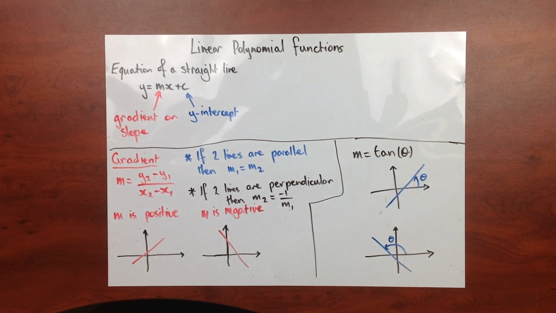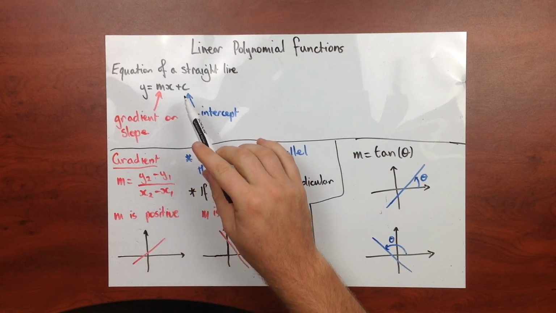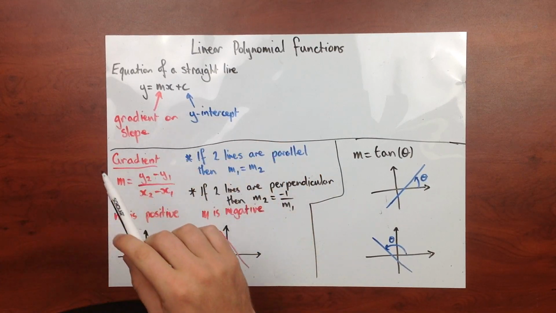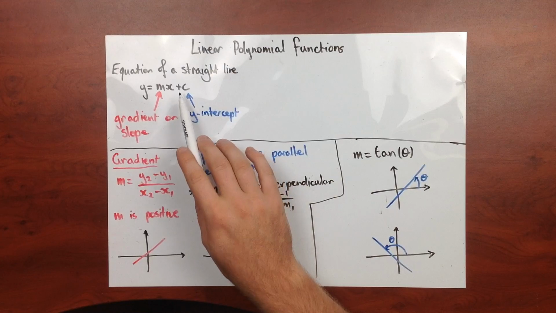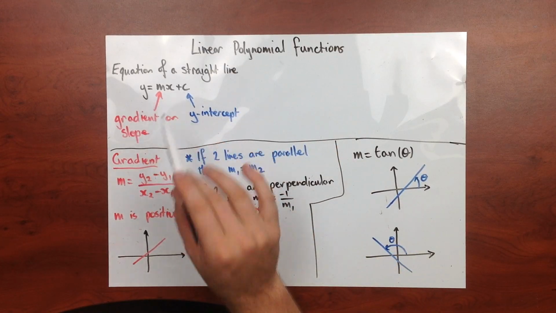Okay, in this tutorial we're going to have a look at linear polynomial functions. Really they're just our straight line equations. So remember, the equation of a straight line is given by y equals mx plus c. You might see that a lot of schools in America use b, so you might see some other YouTube videos where they use y equals mx plus b.